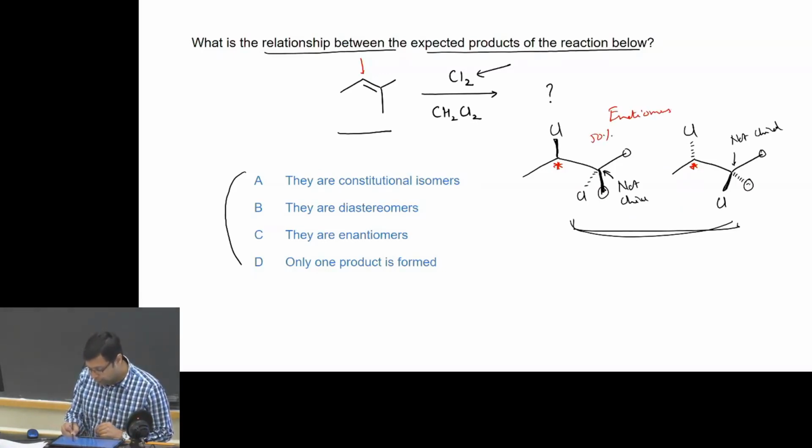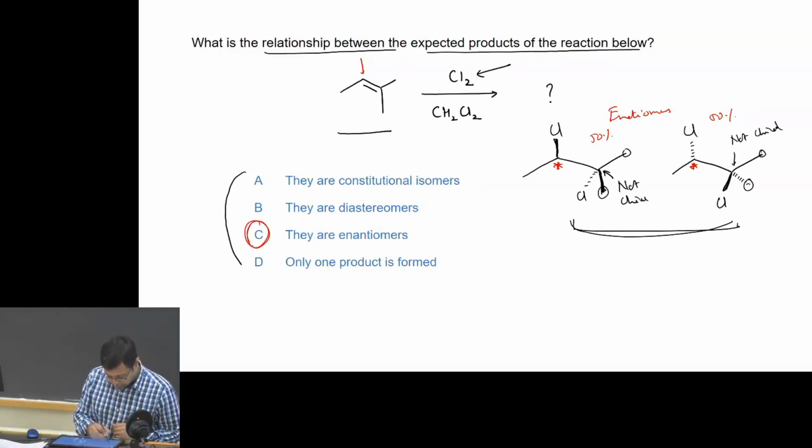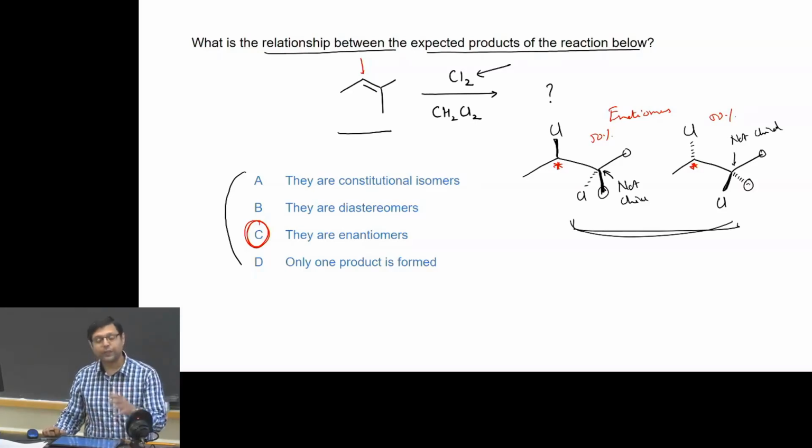You're going to generate them 50% each, equal probability. Overall, the compound mixture will be racemic. All right? But the relationship between the two is enantiomers. So please write out the products when you're asked a question on relationship. Check if they're enantiomers or any other relationship. All right? That finishes dihalogenation.